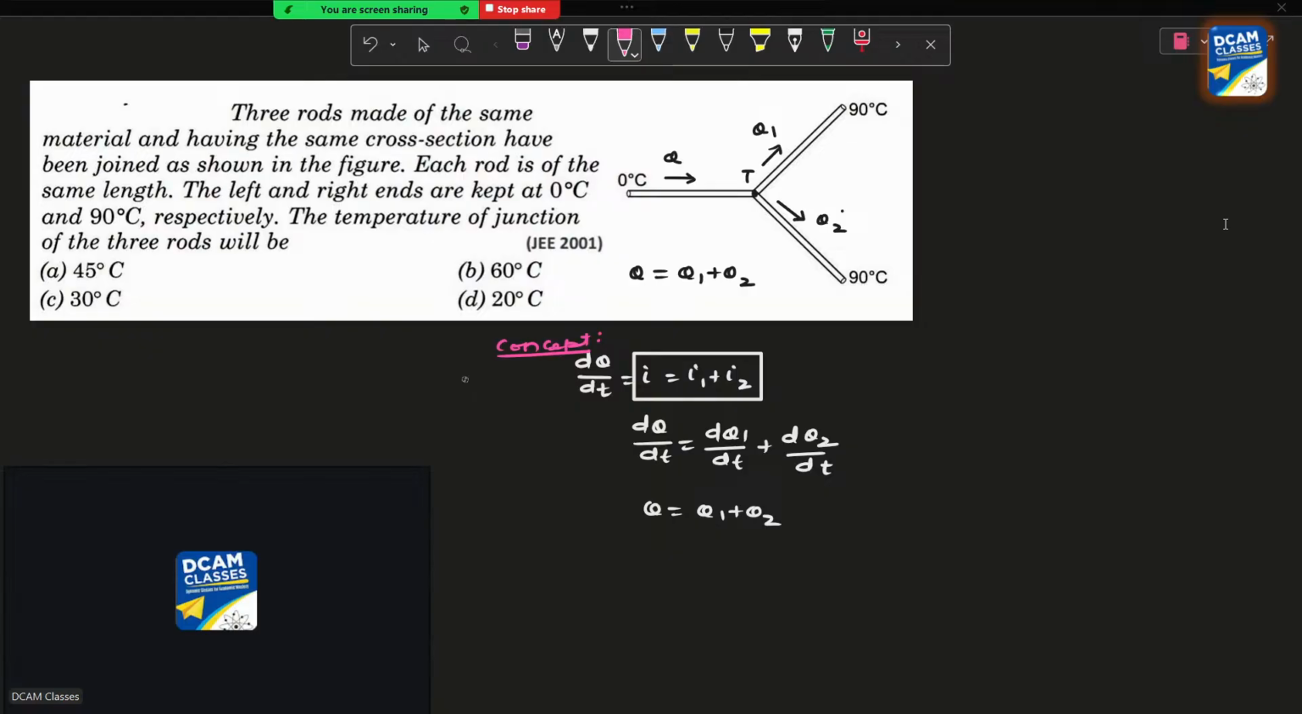So 45. 45. No, they're saying it is 60. Why?